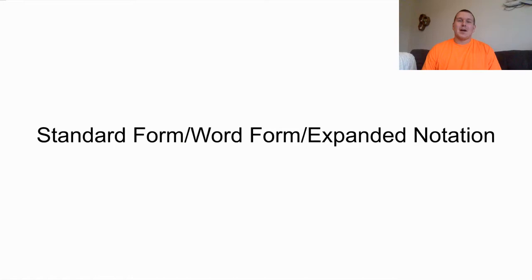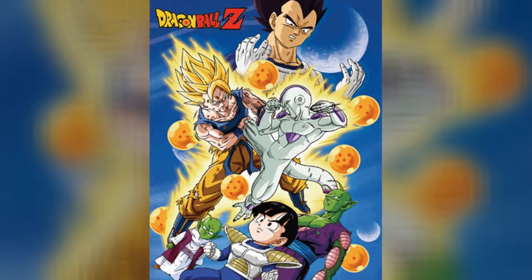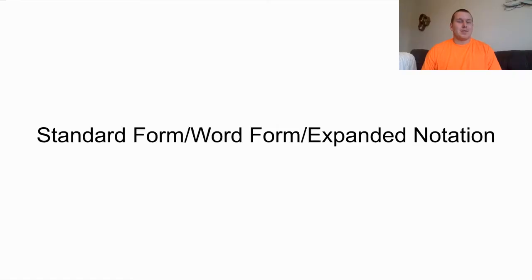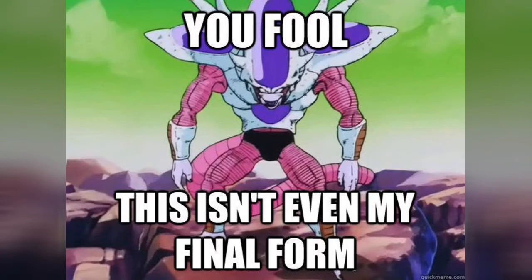When I was a kid, I watched a lot of anime, and my favorite anime of all time is Dragon Ball Z. And in the anime community, there's this meme that goes around with a picture of Frieza saying, "You fool, this isn't even my final form." And in anime, the characters will often fight each other, and one character will expose, "I haven't even been trying my hardest. I have a form that will destroy you." And they just kind of keep bouncing off of each other until they finally have a winner.